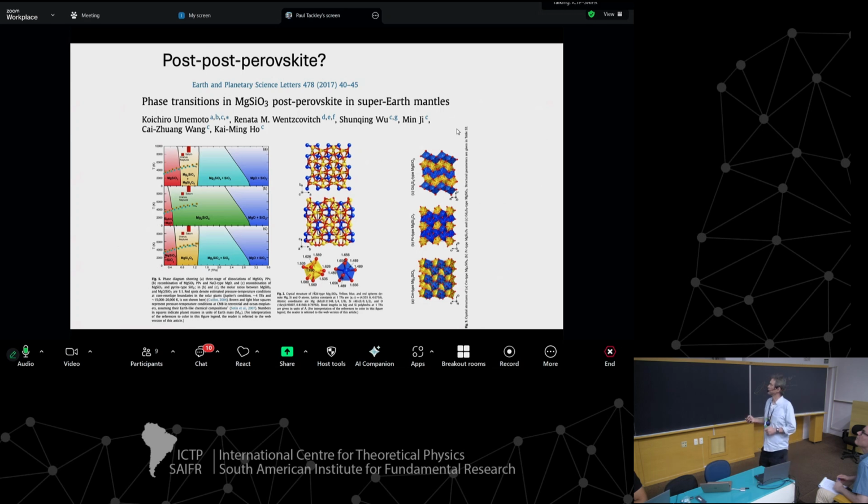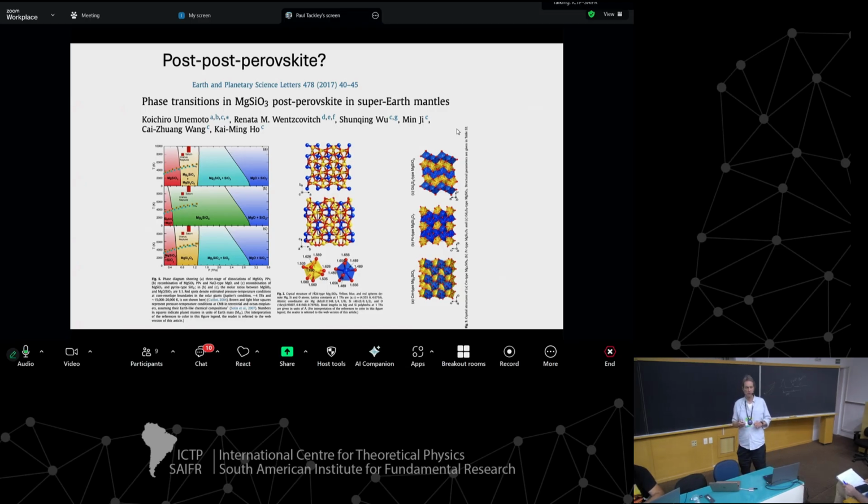The models I showed so far don't include any post-perovskite transitions. And Renato will probably say that's not correct. And actually, here's a diagram from Umemoto et al.'s paper, which shows possible transitions beyond post-perovskite at very high pressures. But we don't know, at least I don't know, the physical properties of these phases, so it's difficult to put them into a convection model. So mineral physicists, please calculate these.